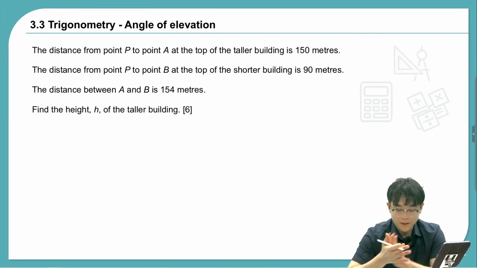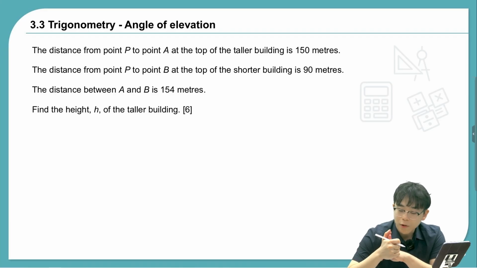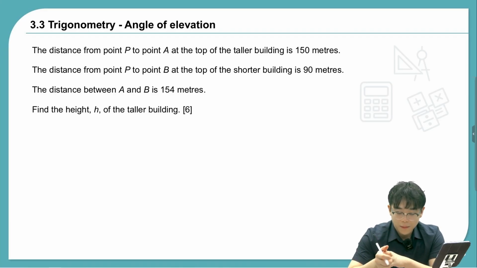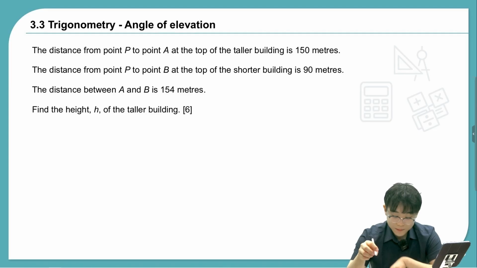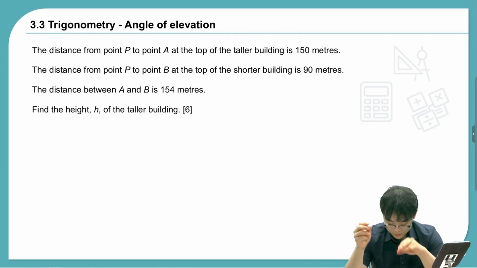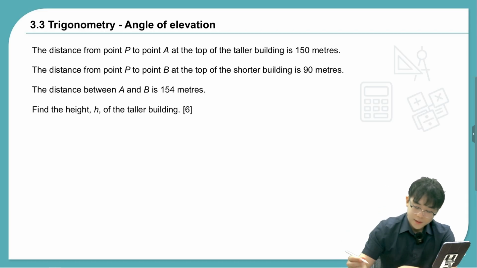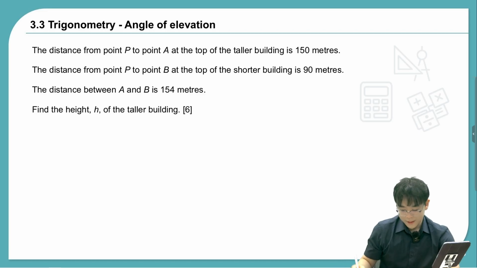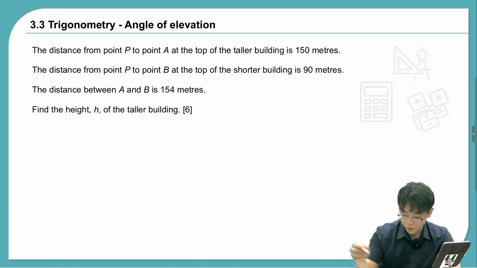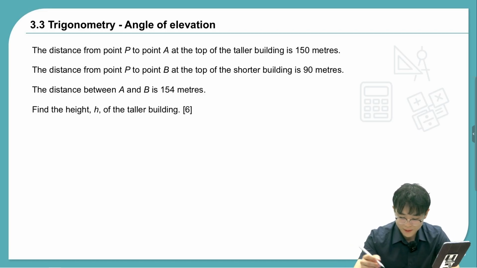And let's look for what the question is asking. So the distance from P to A is given as 150, P to B is given as 90. The distance between A and B is given as 154 meters. So let's find the height, h, of the tall building. So in the test setting, you'll probably be able to see the whole diagram in one view, but let me reproduce that diagram from earlier.